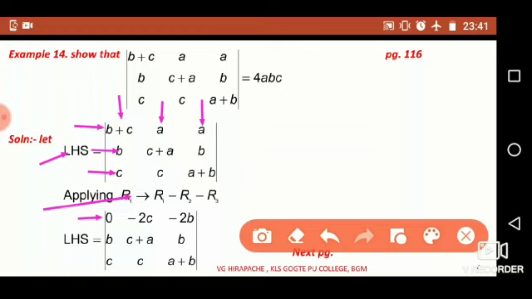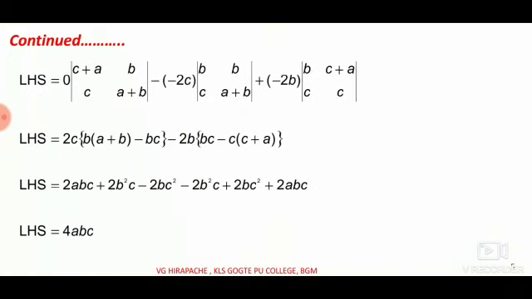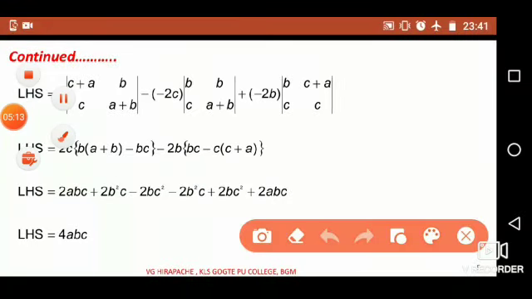Then the corresponding elements of the second element of the first row, second row and third row give minus 2c, and the third element of the same row gives minus 2b. The remaining two rows are as they are. Now let me expand this determinant along the first row. Therefore the first element of this determinant is 0 into the determinant. We are left with a second order determinant c plus a, b, c, a plus b, and minus of minus 2c.